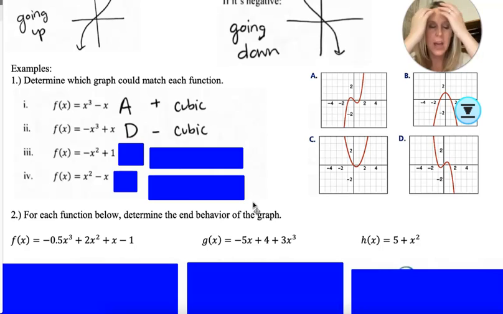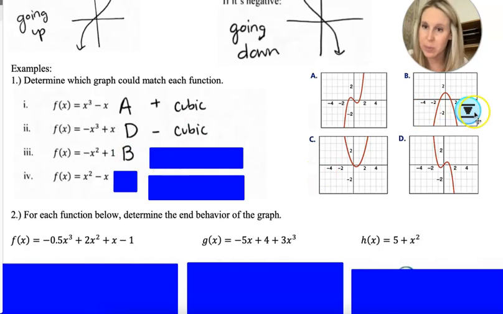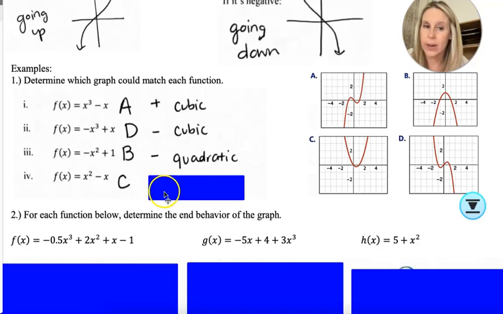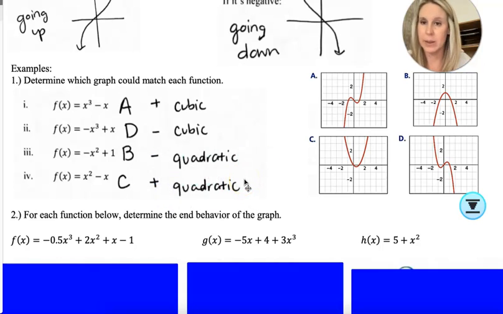Cool. 3 and 4 were a throwback. They are quadratics. 3 is negative, so it should open down. Therefore, it is graph B because it is a quadratic and it's negative. On 4, 2 is a quadratic. Going up, positive, would make it graph C. So that's kind of a way you can look at the leading coefficient to tell you if it's going to open up or down.